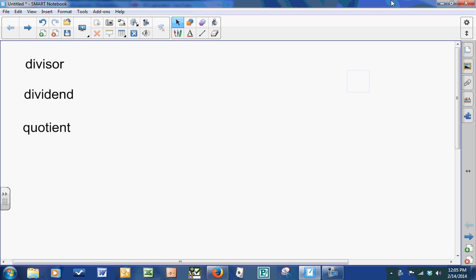Let me minimize that. And today we're going to be focusing on doing some more long division, which we did in our previous lesson. And we're going to focus right away on these three words that I have on your screen. Let me start off by saying the first word is divisor, and the divisor is the number by which we are dividing into the dividend. And then the quotient is your answer to a division problem.